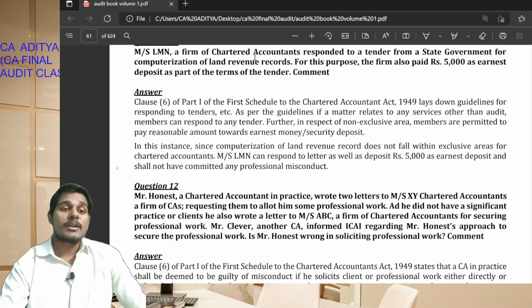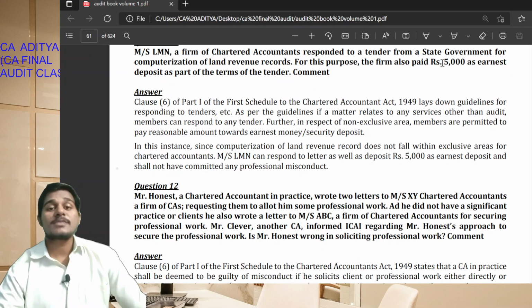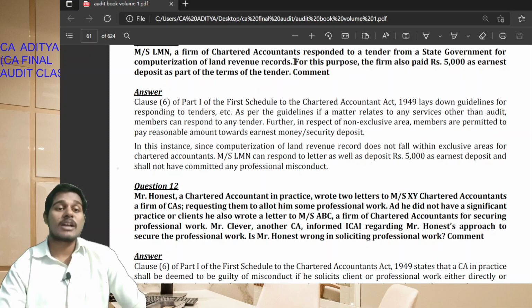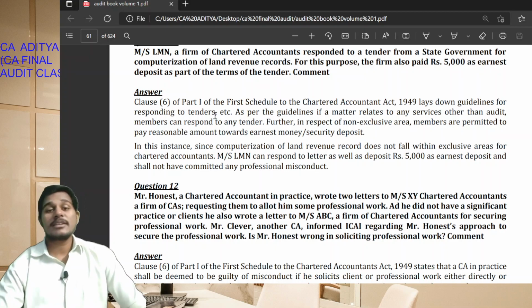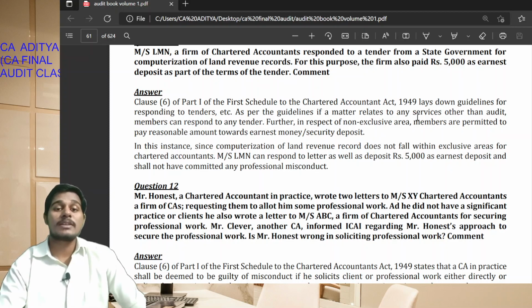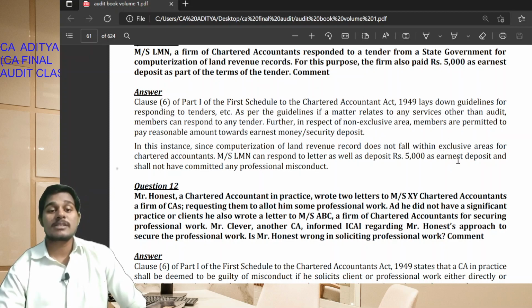Mr. M, a firm of chartered accountants, responds to the tenders from the state government for computerizing of land revenue. For this purpose, the firm also paid 5,000 as revenue. Since in this present case, it was open to all the members, that is chartered accountants, cost accountants, and all the professionals, a chartered accountant can be involved in these professional services. So he will not be guilty of professional misconduct.